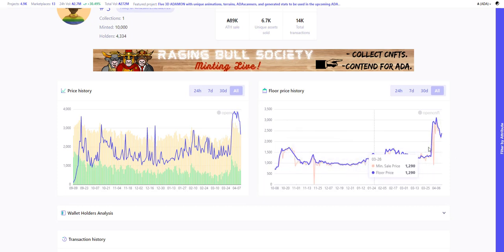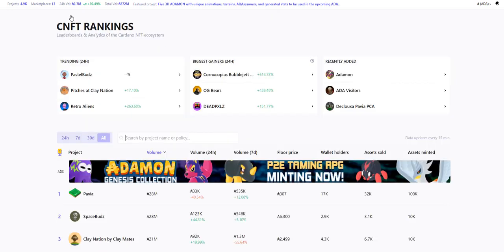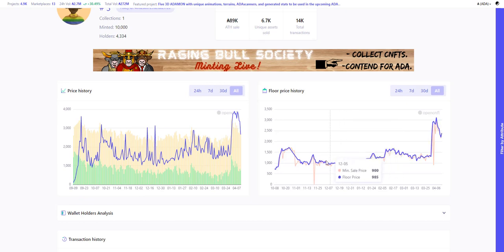But that is what you can look at. So just to recap, you want to keep an eye on the biggest gainers and what's trending. You also, the amount that you're paying is relative to the actual project itself, right? So if you're buying Clay Nation, you're going to expect to pay quite a bit for it.